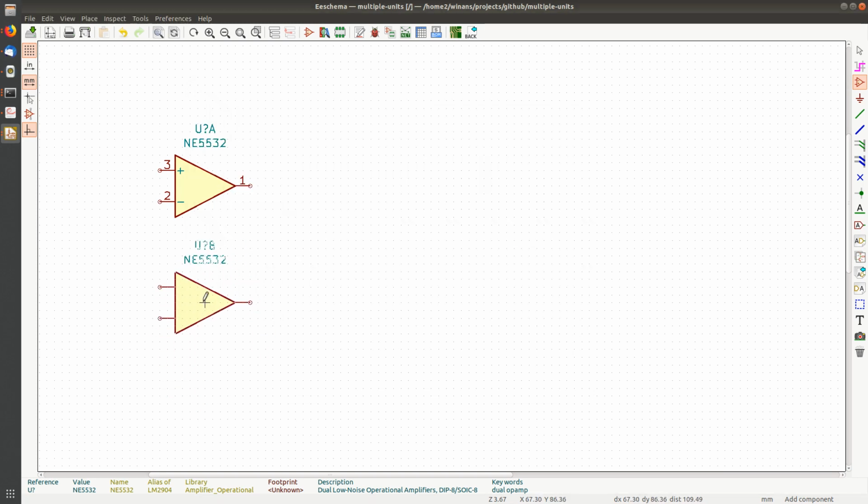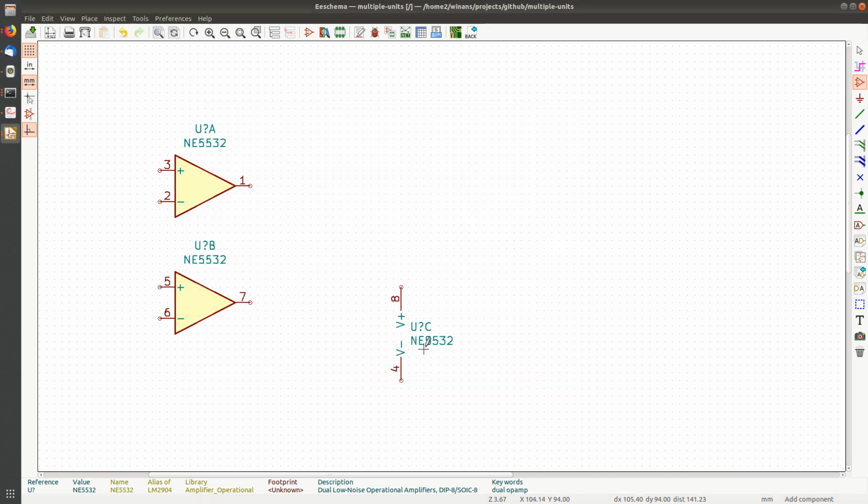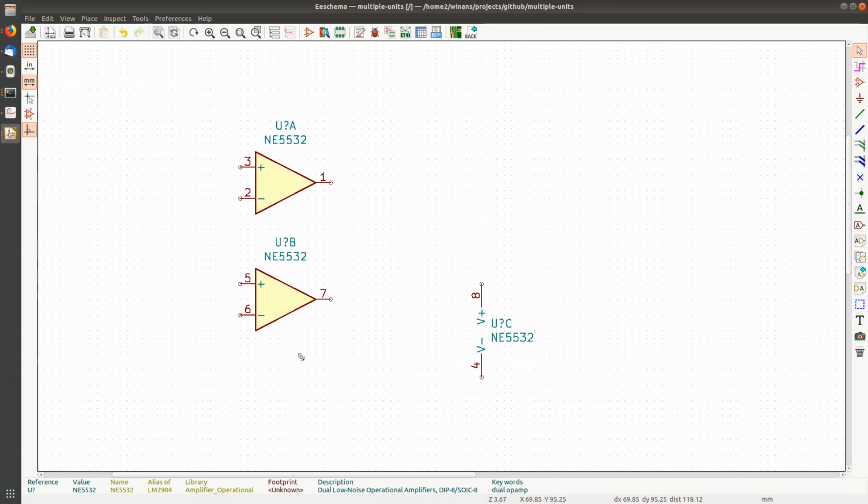Maybe I'll make a mic preamp with op-amps instead of a transistor. It's a little bit easier, except I have to deal with the power supply needs. Okay, so now I've got an A amp and a B amp, and this C unit is the power.